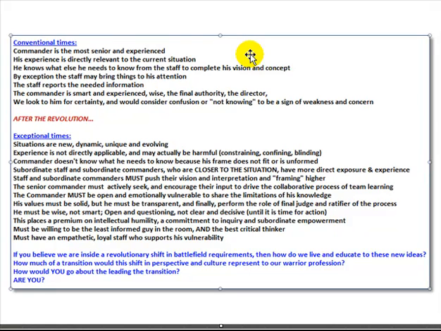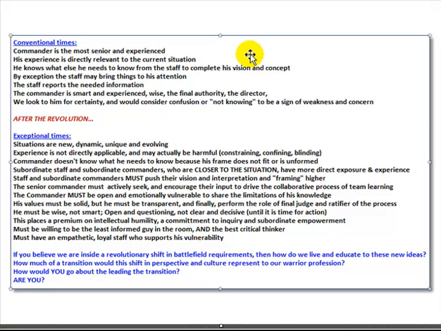But if you believe there is a revolution going on in the nature of operations, that these are exceptional times, we would then tend to believe that situations are new, dynamic, unique, and evolving, that experience is not directly applicable and may actually be harmful if it deviates very much from the future. It could constrain us or confine us or even blind us to what's going on. The commander doesn't know what he needs to know now because his frame of reference does not fit or it is unformed. And the subordinate staff and subordinate commanders now, who are closer to the situation, who have more direct exposure and experience, must push their vision and interpretation and their framing of the problem to the higher commander to shape his vision. He must actively seek and encourage their input to drive the collaborative process of team learning.